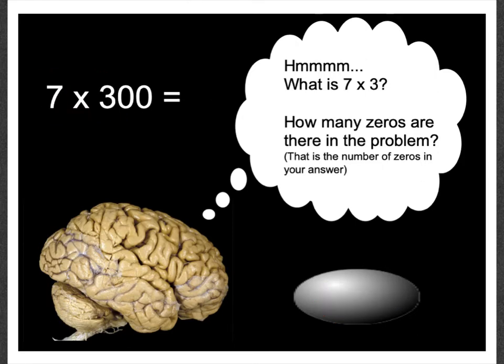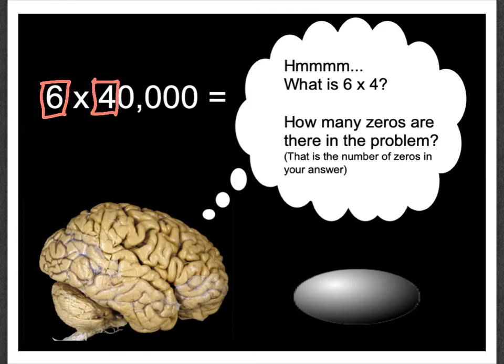All right. So the first step here, I always box in the facts that I'm looking at. So 7 times 3 is 21. And then I have 1, 2 zeros. So the answer to this would be 2,100. Okay. All right. So for this one, we have 6 times 4. So 6 times 4 is 24. And then we have 1, 2, 3, 4 zeros. 240,000.